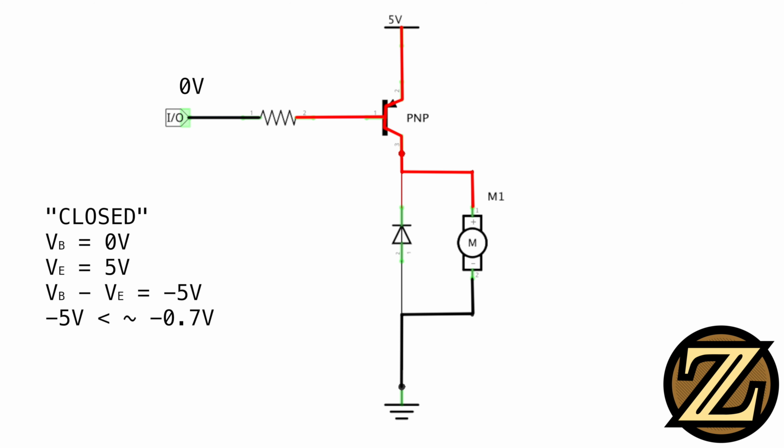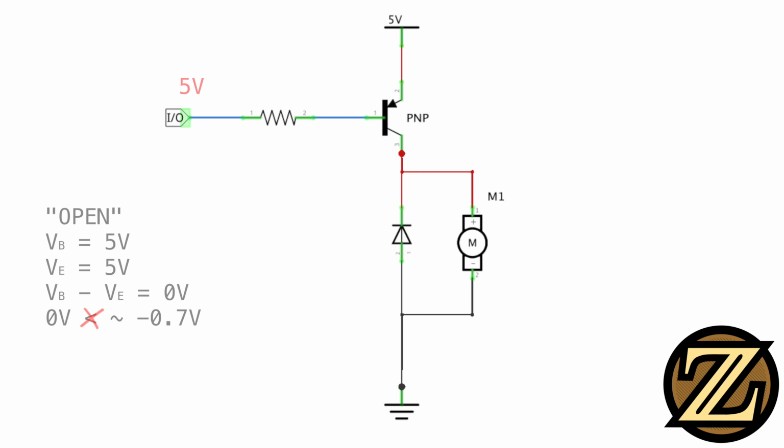Let's look at the math. While the NPN transistor needed a 0.7 volt base emitter differential, the PNP requires a negative 0.7 volt differential. When we apply 0 volts to the base, we get this. In this case, we have a negative 5 volt base emitter differential. When we apply 5 volts at the input, our differential changes to 0 volts. This is not below negative 0.7 volts, and thus we restrict current flow through the transistor.